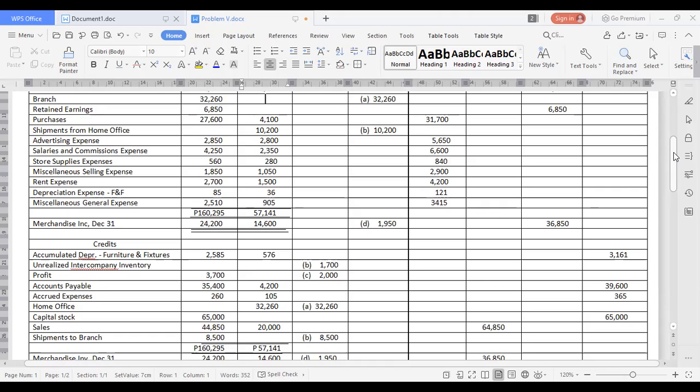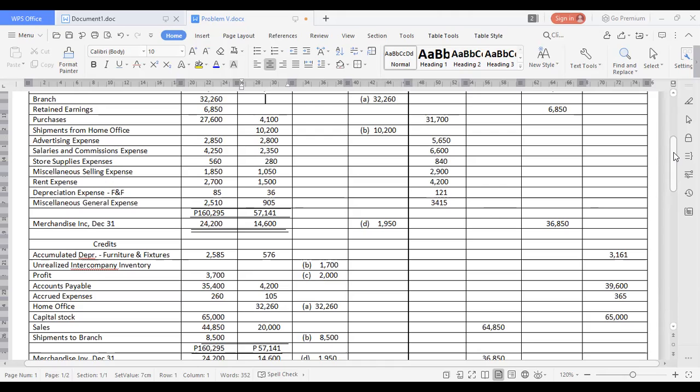In the books of the branch, the account home office is a credit. So our elimination entry, letter A, is to debit home office 32,260 and credit branch. Entry letter A.